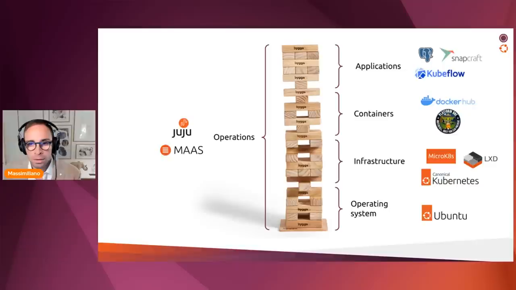And why do we do that? Well, if you look at this picture, we do that because we do have a product for each one of those layers of the stack. So from the host operating system all the way to containers, passing by the infrastructure and the operation, Canonical is in a very unique place because it has an offering into every single layer of the stack.